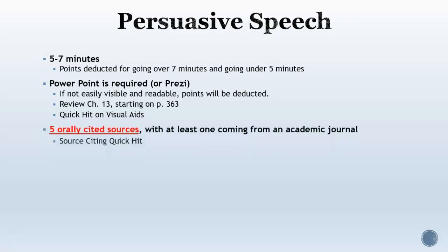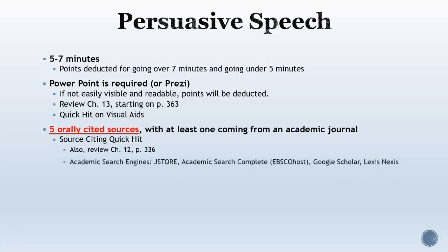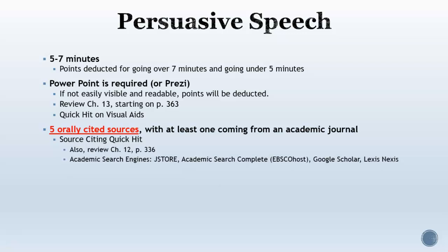The 5 orally cited sources, with at least one coming from an academic journal. Those academic journals: JSTOR, Academic Search Complete, Google Scholar, LexisNexis. And if you're having trouble understanding what academic journal means in this particular context, just let me know. But once again, this is elevating your thinking for giving a speech and doing research at the college level.